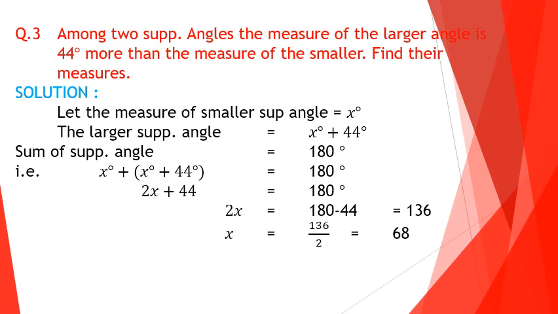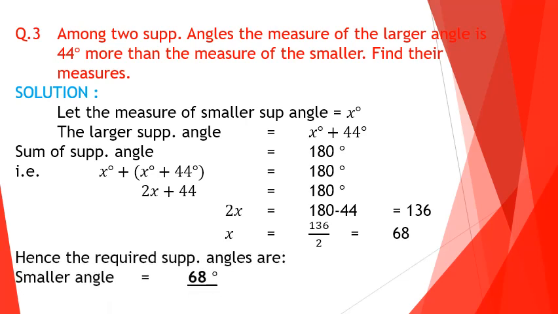What is the x here? It is the measure of the smaller supplementary angle. So what is the measure of the larger supplementary angle? x plus 44, that is 68 plus 44 equals 112 degrees. Hence the required supplementary angles are 68 degrees and 112 degrees.